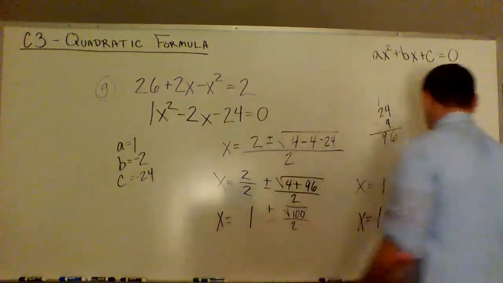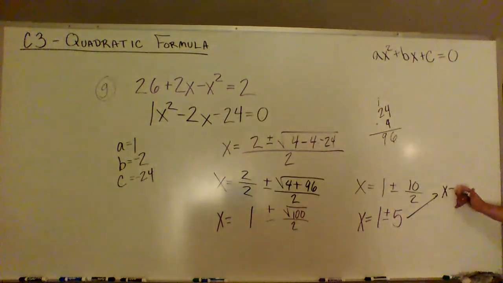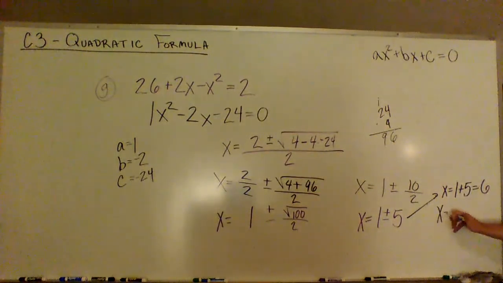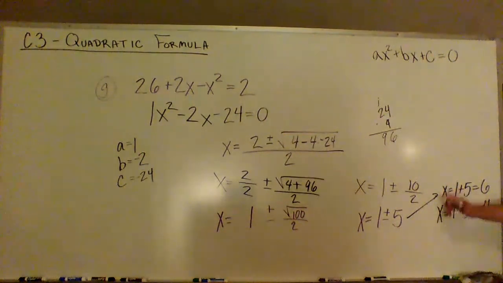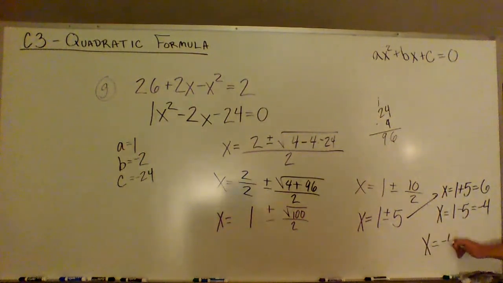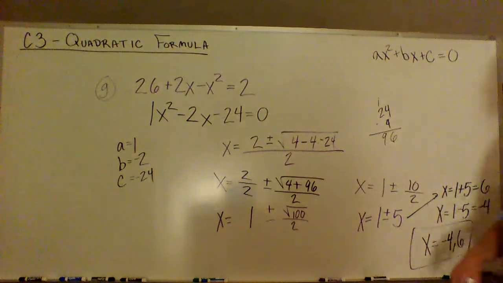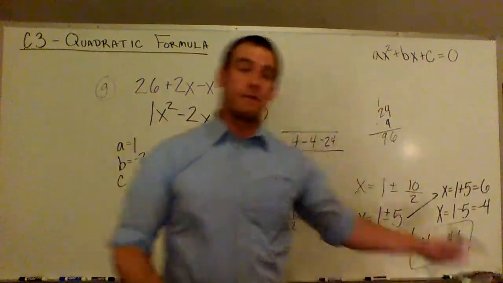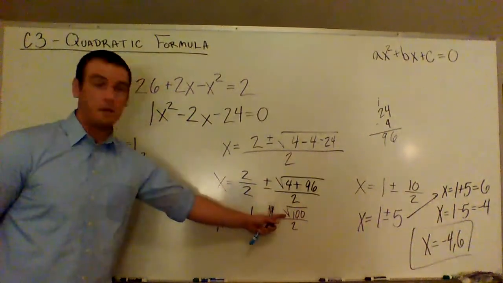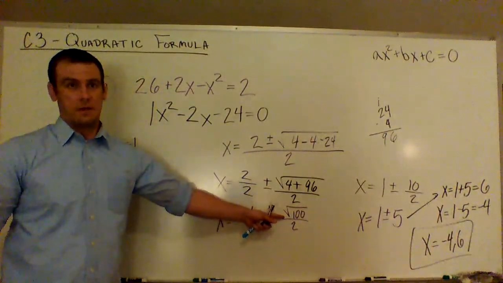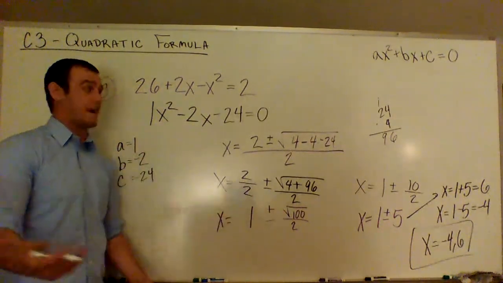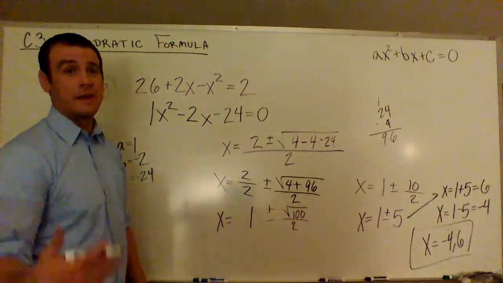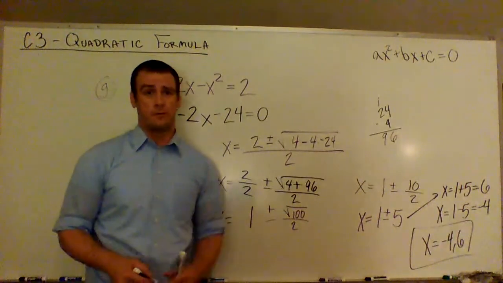Now we get x equals 1 plus 5 makes 6. X equals 1 minus 5 makes negative 4. So we get x equals negative 4, 6. Now, like I said, if this was a perfect square, we could have factored it. I just want you guys to recognize that because factoring would have been way easier. And that's what we're going to talk more on C4.